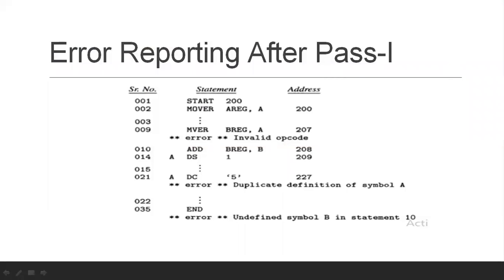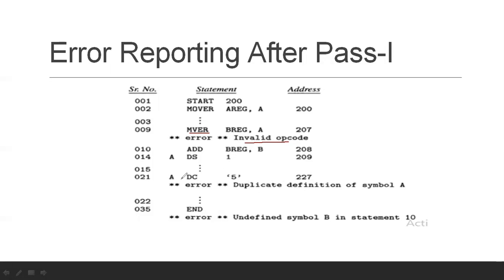So this is the first slide of this video, error reporting after pass 1. Now here you can see the program: START 200, MOVER A, =1. Here is the error, MOVER. By mistake MVER is typed instead of MOVER. So invalid opcode is the error. Then ADD B, =1, no problem. ADS 1, okay.